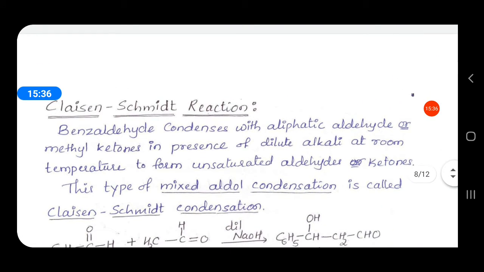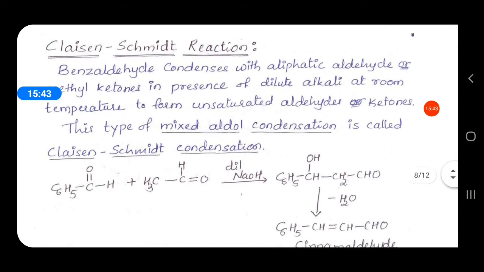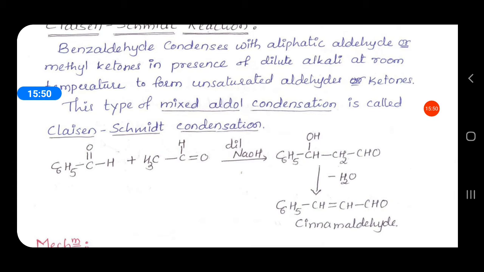Let us see another one, Claisen-Smith reaction. In this reaction, benzaldehyde condenses with aliphatic aldehyde or methyl ketones in presence of dilute alkali at room temperature to form unsaturated aldehydes or ketones. So benzaldehyde condenses with aliphatic aldehyde. Again, two aldehydes are present here.